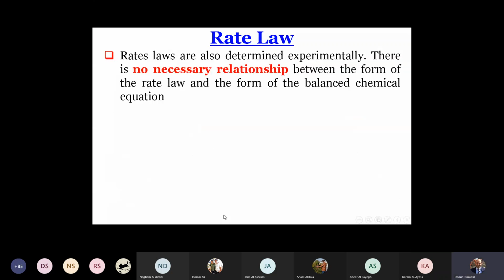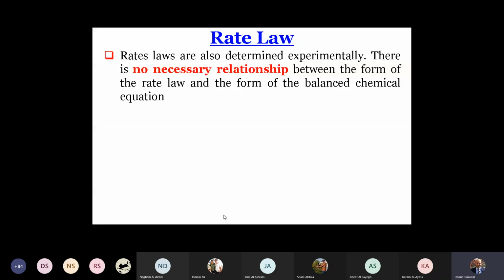How to determine the rate law expression for a certain reaction? Or in other words, what is the importance of finding the rate law expression? When we find the rate law expression, that means you find K, you find M, and you find N. So we know R equals K A to the power M, B to the power N.